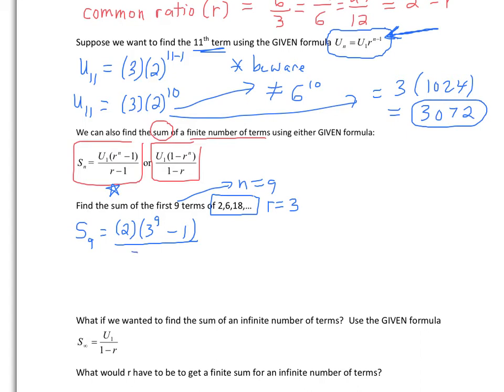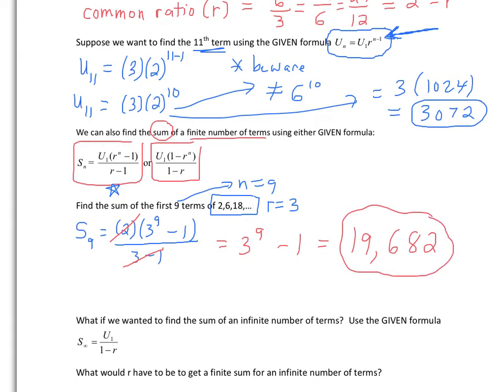Our value we said was 3 minus 1. Well, if we clean this up here, you're going to have a 2 in the bottom, which will divide out that 2 up top, leaving us with 3 to the 9th and then minus 1. So when we do 3 to the 9th and then subtract 1, we're going to get 19,682. So if we were to add up our first 9 terms in that sequence, that's what we would get for our sum.